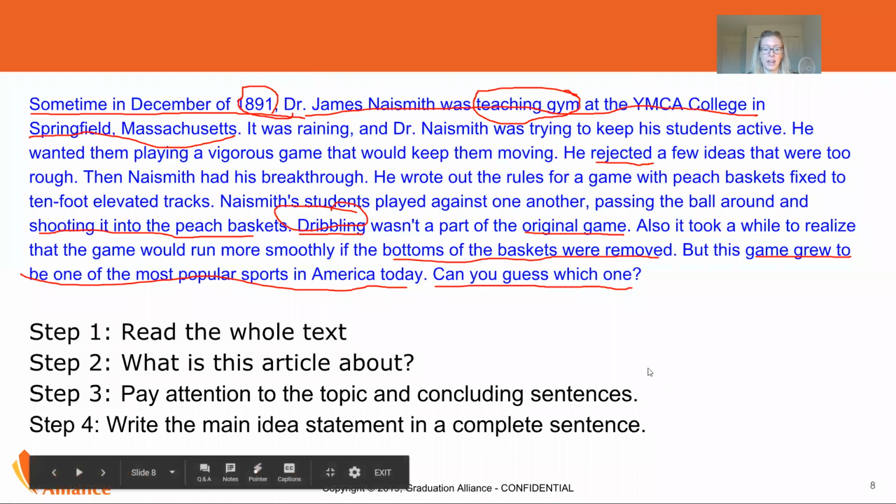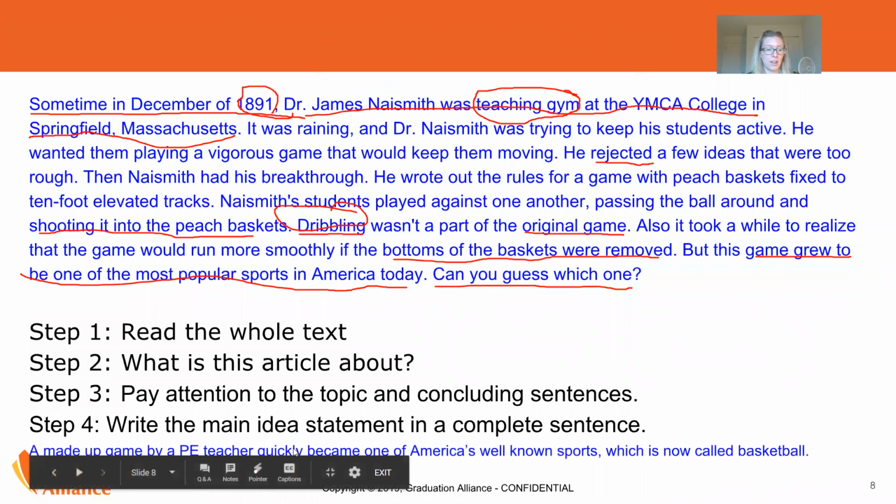So in a complete sentence, read on the bottom there, it's about a made-up game by a PE teacher. The main idea statement is, a made-up game by a PE teacher quickly became one of America's well-known sports, which is now called basketball. Okay, and notice too that we used our own words in this main idea. We didn't say popular sports in America. We said well-known. And actually, basketball isn't mentioned in this paragraph, but we're left to infer that it's written about basketball. So kind of a challenging example.